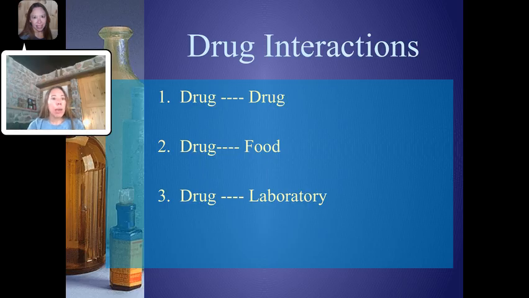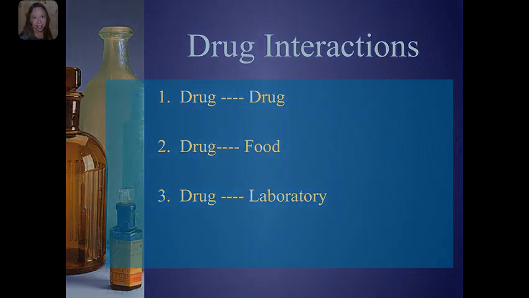We also need to think about drug to food interactions. Remember, food also can have chemicals in it. Sometimes it's the chemicals that can interact with the medication, or it may just be where it's affecting the absorption rate of the medication. Maybe if there's food in the stomach, then the medication isn't going to absorb adequately. And then there's also drug to laboratory interactions that we have to think about. And we're going to go over these on the next few slides.